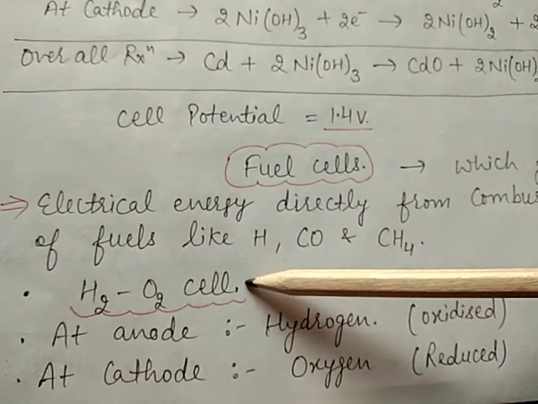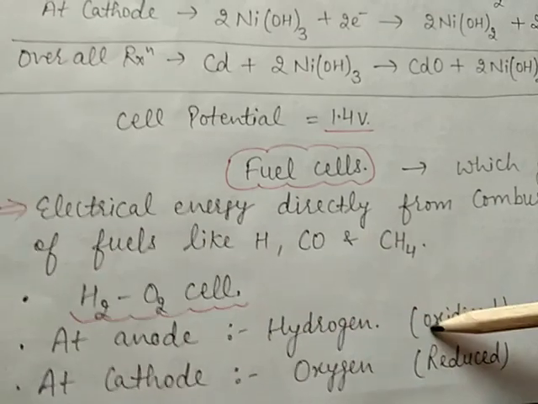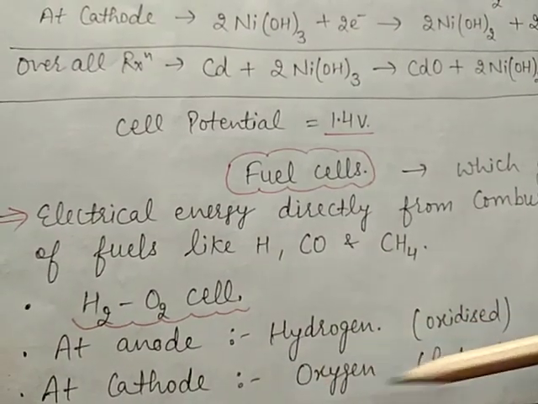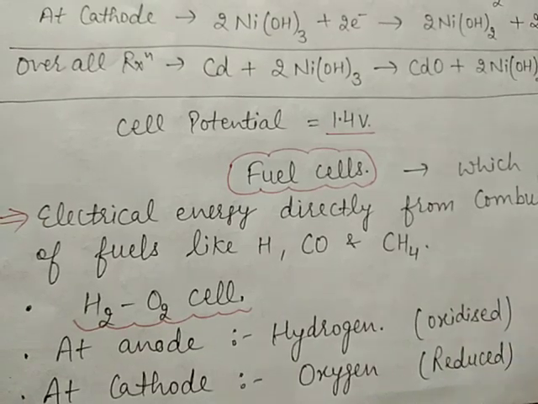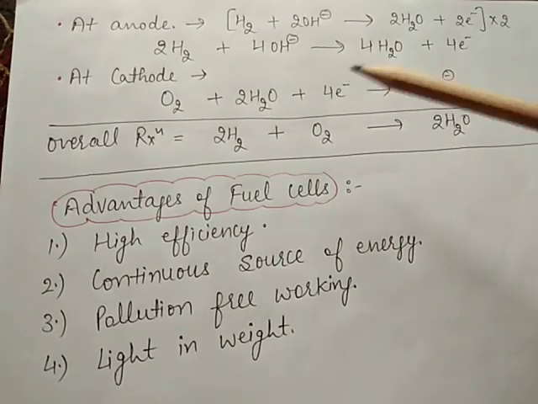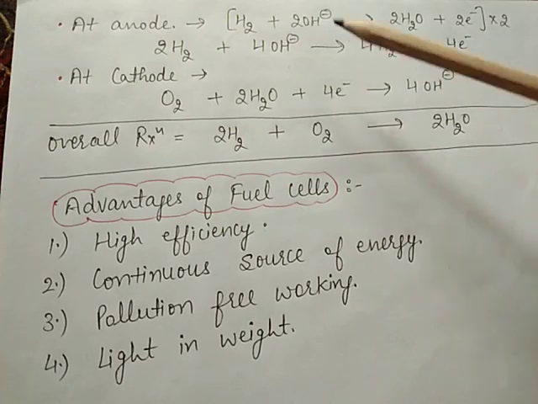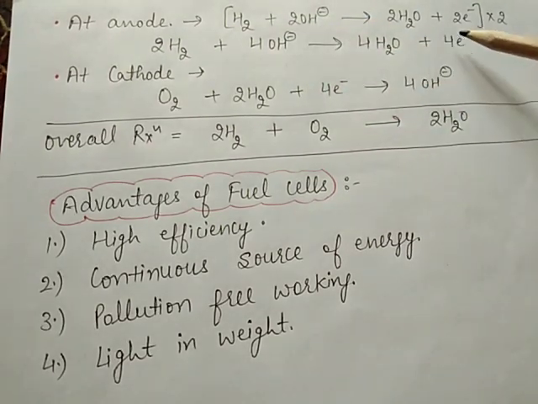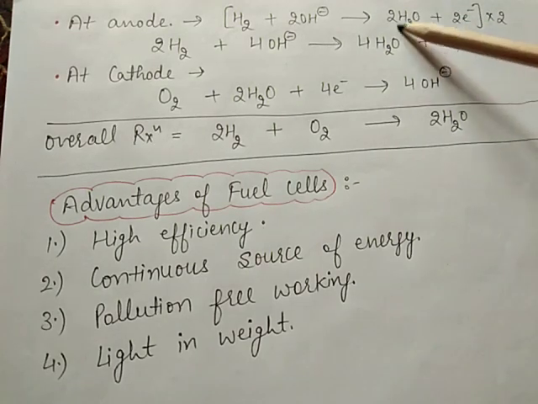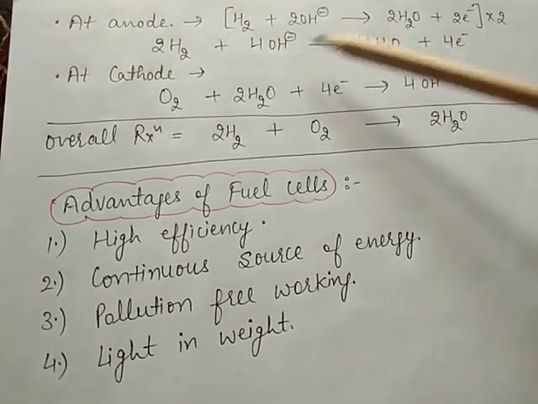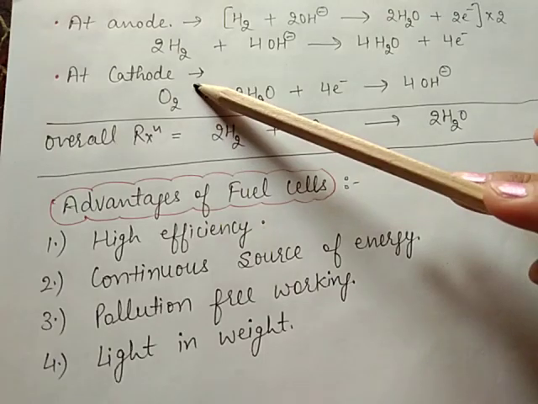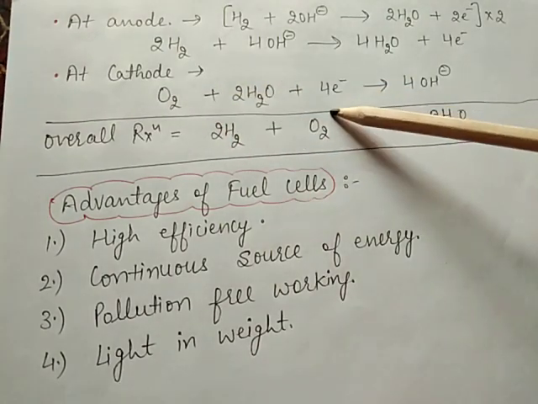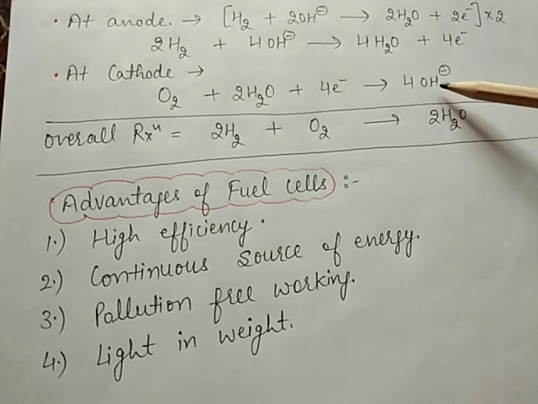The fuel cell is the H2-O2 cell. At the anode, hydrogen is oxidized. At the cathode, oxygen is reduced. At the anode, hydrogen is oxidized to form water. At the cathode, reduction takes place. Oxygen, after gaining electrons, forms OH negative.